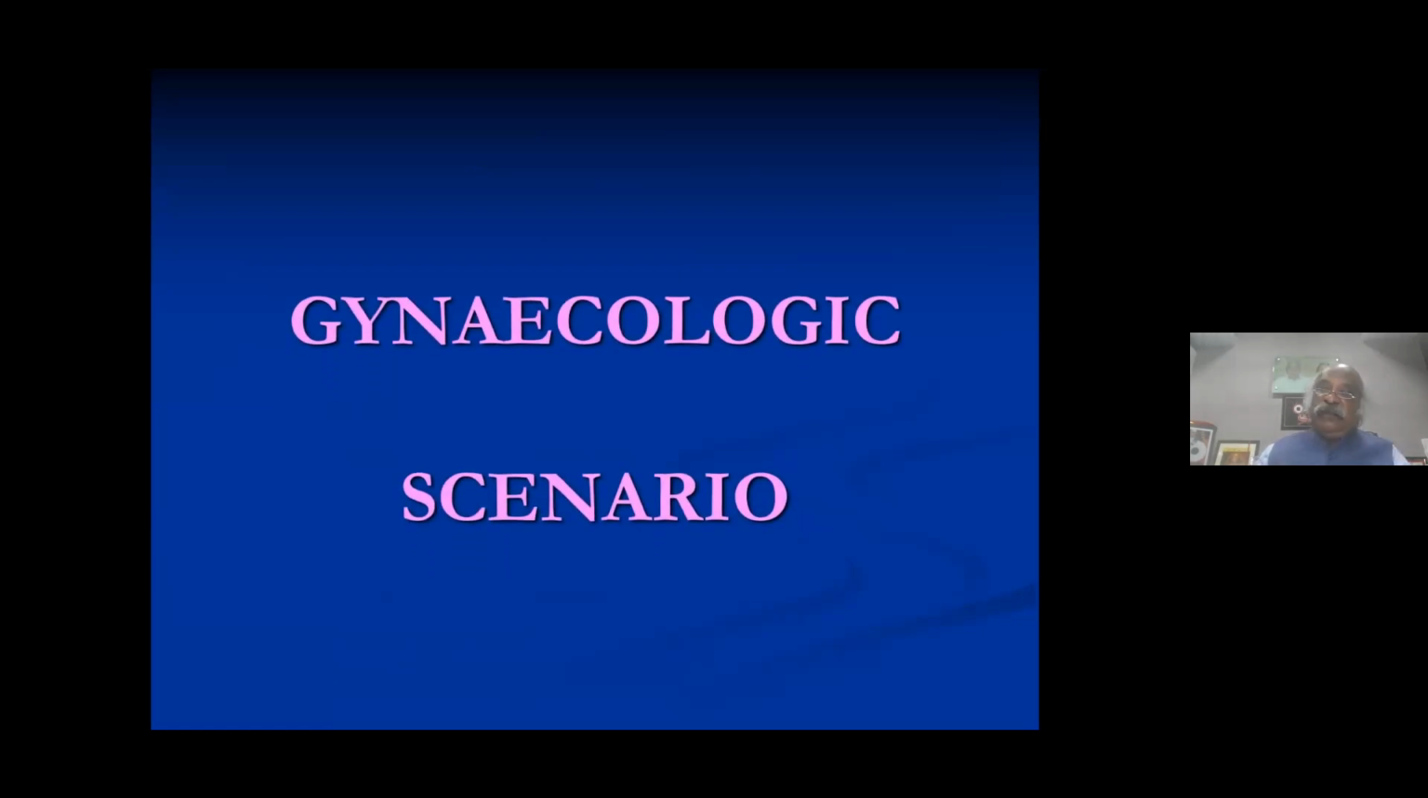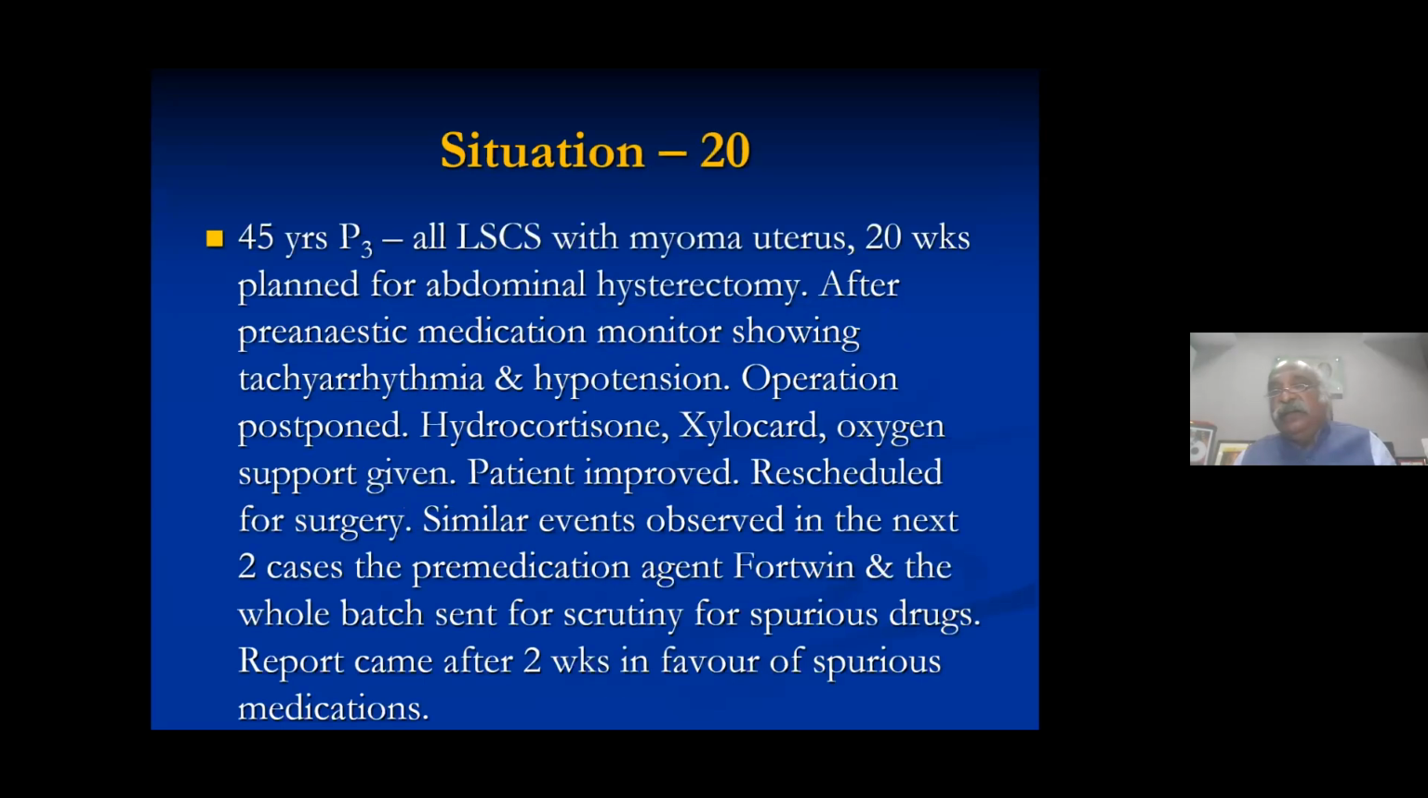Now, ladies and gentlemen, the next segment is a gynecological scenario. I have finished the obstetric scenario. In the gynecological scenario, what are the evidences of shock? I will share my own experience. A 45-year-old, para 3, all caesarean sections, with a uterus of 20 weeks, planned for abdominal hysterectomy.